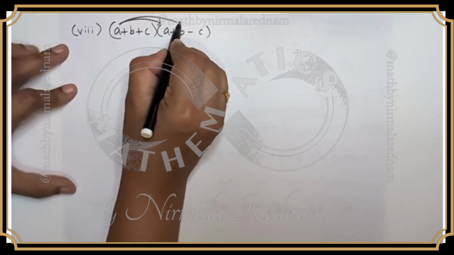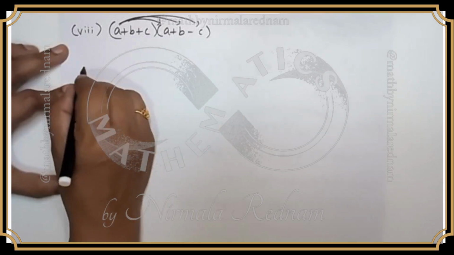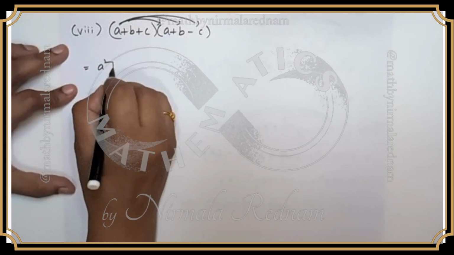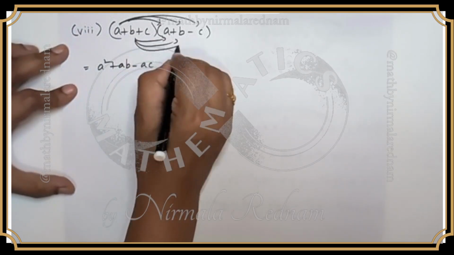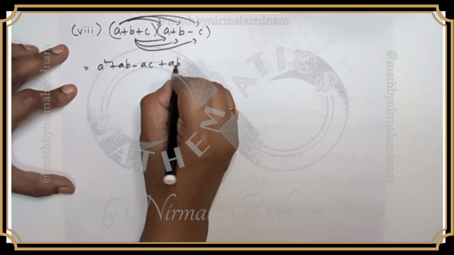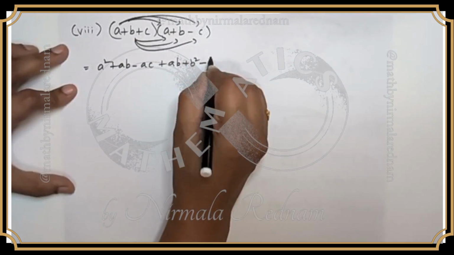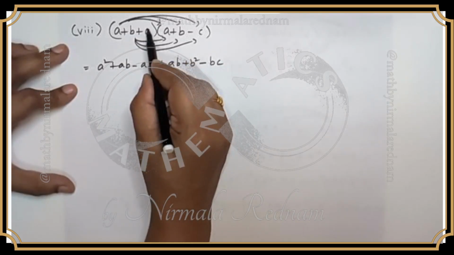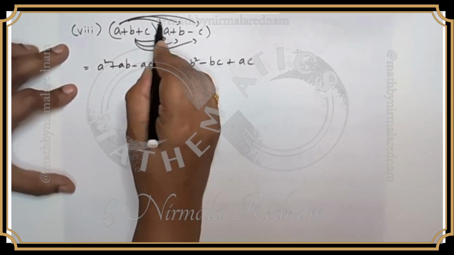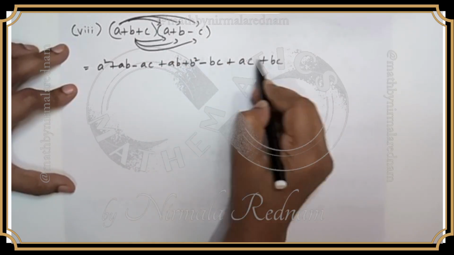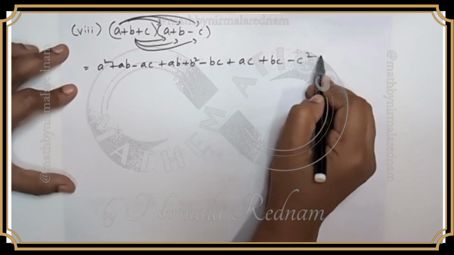So again, each term with each term over here. Let's look at the first term, a square plus ab minus ac. Now the second term, plus ab plus b square minus bc. Now the third term, right, c into a, ac, c into b, bc, c into minus c, minus c square.